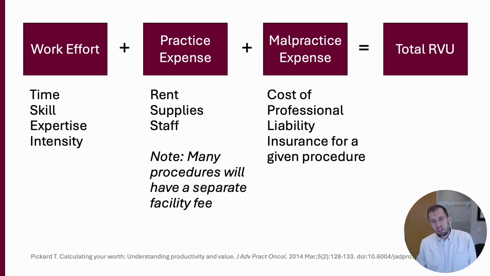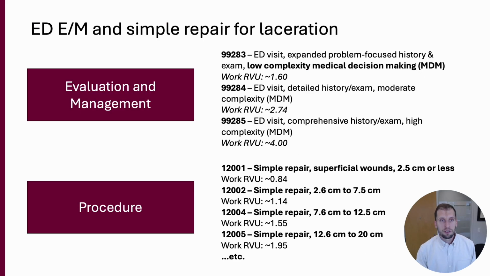Some things really don't carry a whole lot of risk, right? Other things are a little bit more risky, or there's a higher potential that the patient's going to come back and there's going to be a lawsuit, and so your malpractice insurance reflects that accordingly. So we add up these things and get our total RVU.